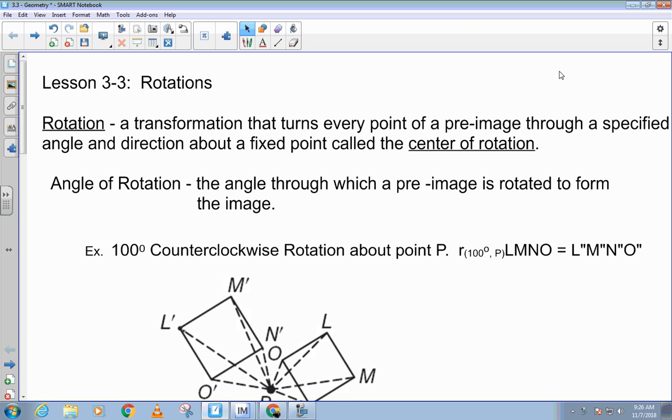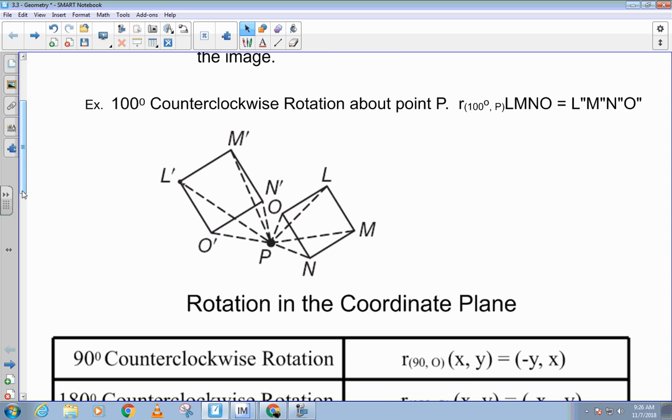A rotation is a transformation that turns every point of a preimage through a specified angle and direction about a fixed point called the center of rotation. Okay? So you have a center of rotation and you have an angle of rotation. An angle of rotation is the angle in which each piece of the preimage is rotated. Okay? Like clockwise or counterclockwise through a specific degree. We normally do counterclockwise. Okay? Unless it specifies otherwise.